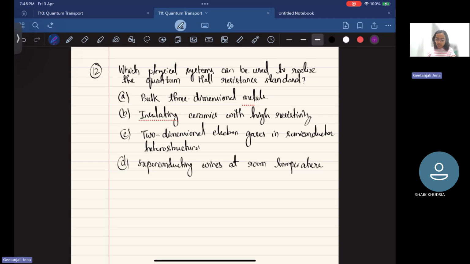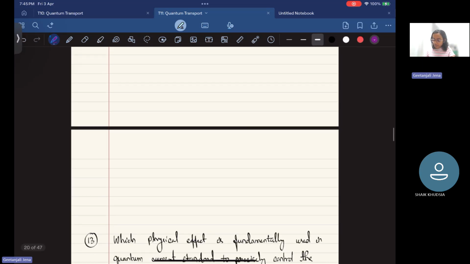Yes, the answer is correct. The correct option is option C. So you can use 2D electron gas in a semiconductor heterostructure to see the quantum Hall resistance.